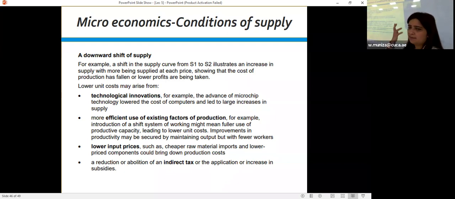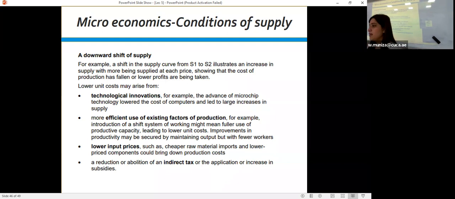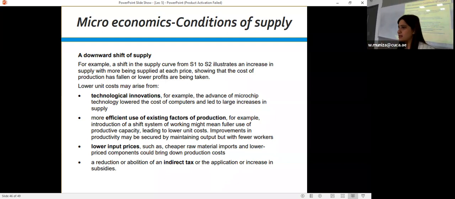Okay, and how can this supply change? This is because of technological innovations as well. For example, the advances of microchip technology lowered the cost of computers and led to large increases in the supply. Sometimes the selling prices are the same, but still the supply is going to increase. Why? Because maybe the technological innovations have given the organization, the company, the opportunity to produce more. Now at the same price, they are able to produce more. So when this is the case, the supply is going to increase because they are able to supply more, even if the prices are remaining constant.